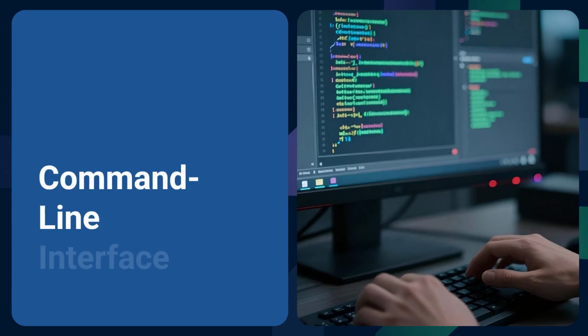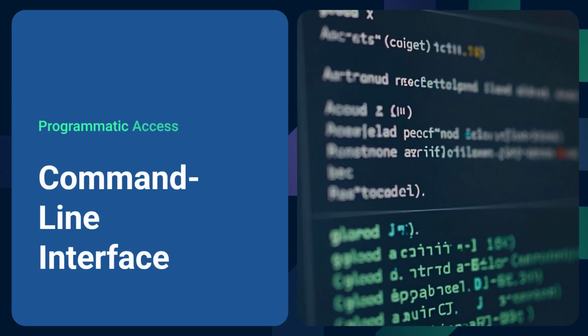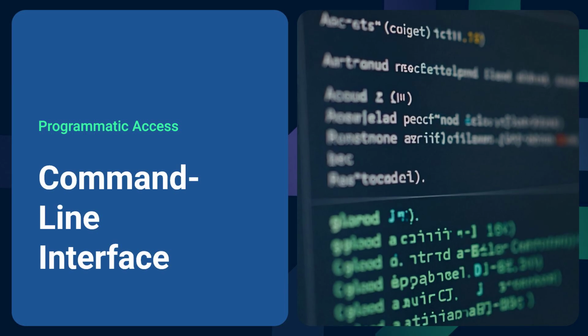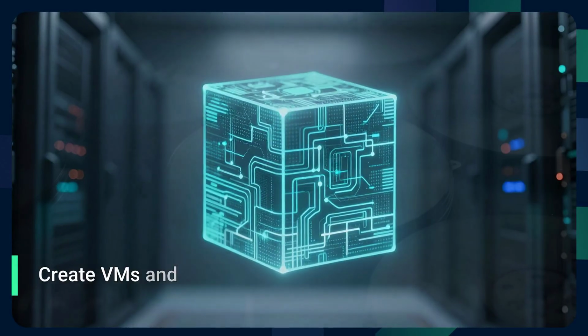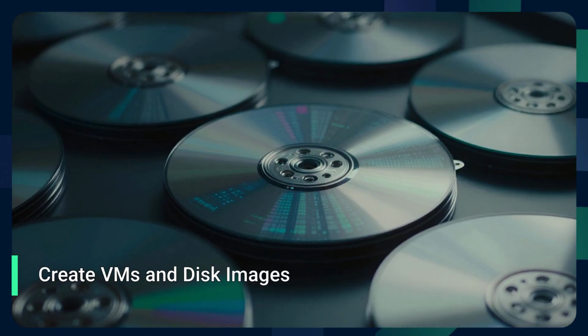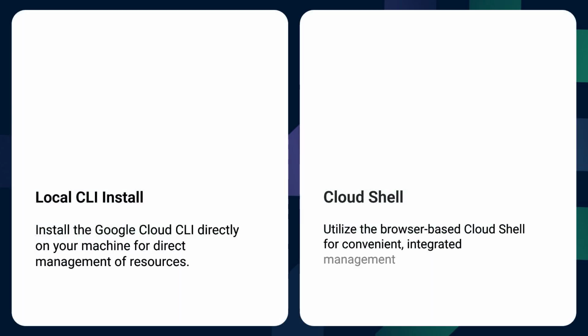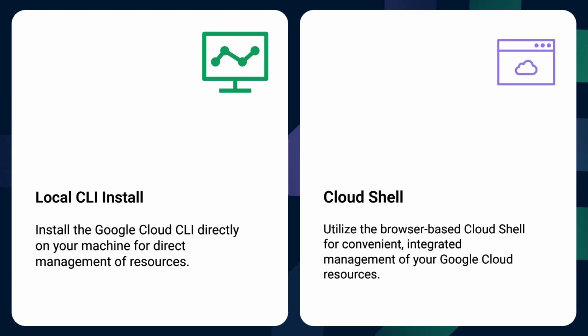You also have the command line interface, and this is programmatic access. Command line interfaces allow you to run everything in the gcloud CLI. You can create VMs, you can create snapshots of disk images, whatever the case may be. You can install the Google Cloud CLI locally, or you can use Cloud Shell, which is a browser-based CLI, and it's very convenient for working with your Google Cloud resources.